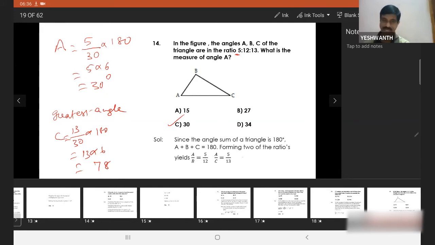Here I am using a different technique, children. Direct answer. This is if he says greatest angle. If he says least angle, same. That is least angle.